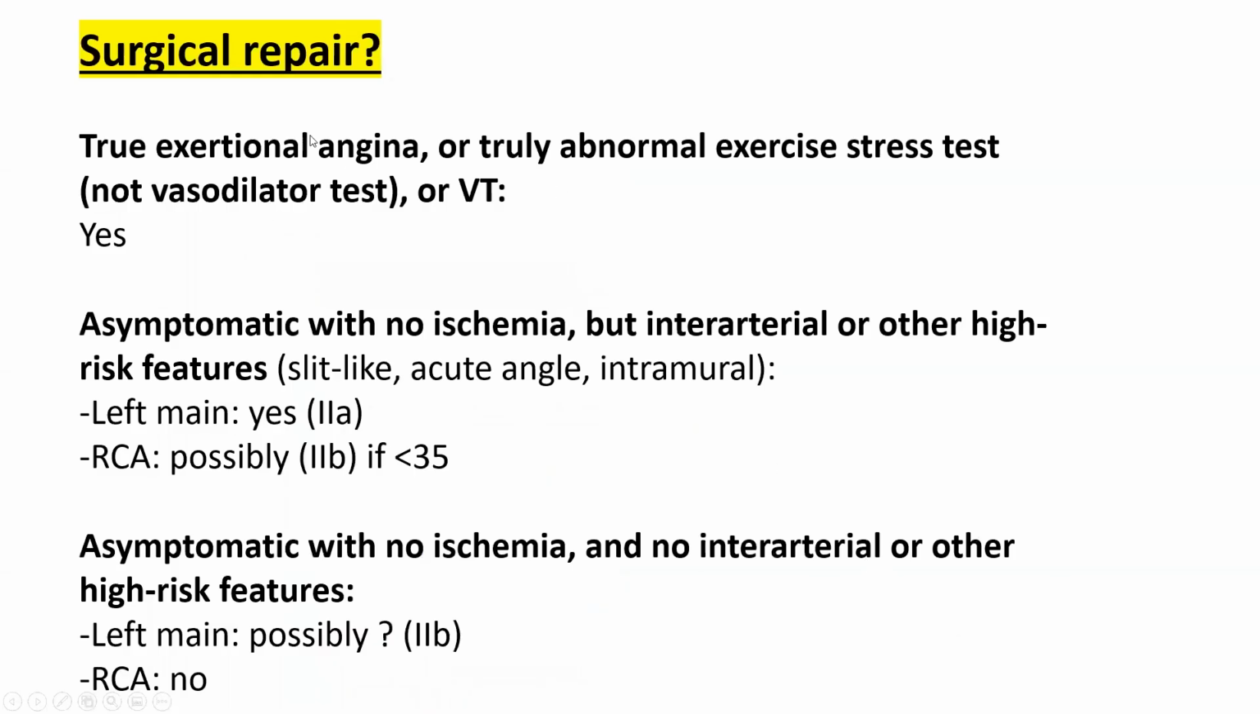So this is my summary. True exertional angina, or truly abnormal stress test, or exertional VT, which is what causes sudden death, yes, for surgical repair. Asymptomatic with no ischemia, but interarterial or other high-risk features: left main, yes; RCA, possibly. If less than 35, probably not. If over 35 and asymptomatic, okay?